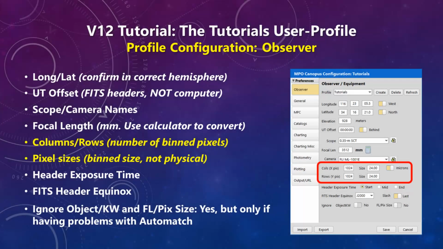The number of columns and rows, as well as pixel sizes, are based on the working size and are not necessarily the physical size. For example, if the physical pixels are 24 microns, but the images were bin 2 by 2, the correct value would be 48 microns and the row and column counts would be 512. In this case, the images were not binned. Note that pixel sizes are usually given in microns, but they can also be arcseconds.